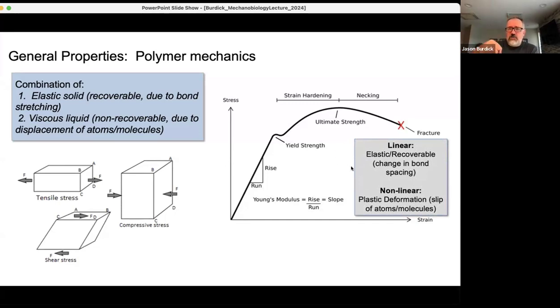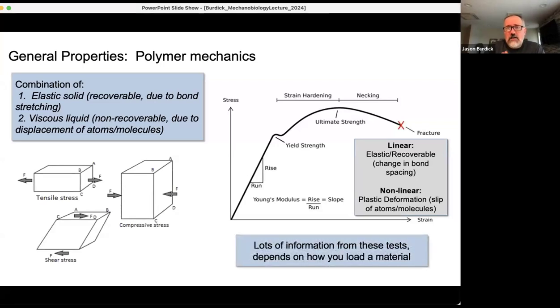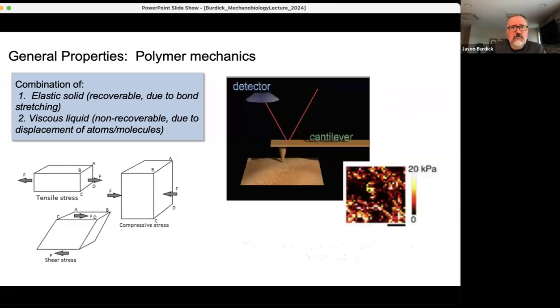So you're just maybe changing the spacing of bonds, whereas once it goes nonlinear, usually you have slippage of polymers past each other. So again, you're changing that network. And if you release that load, it's not going to respond back, whereas in the elastic early regime, it is. So yeah, that's a lot of quick mechanics, but mostly thinking about terminology, I guess. So you can get lots of information from the test and it just depends on the materials of interest.